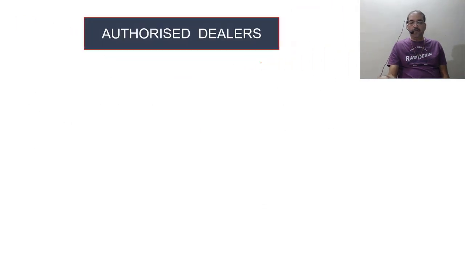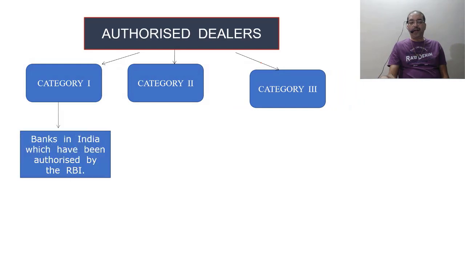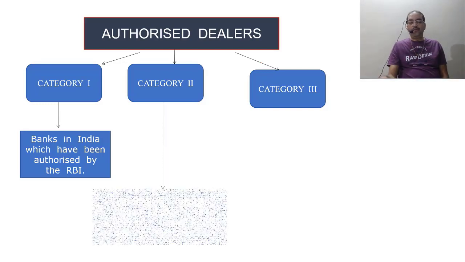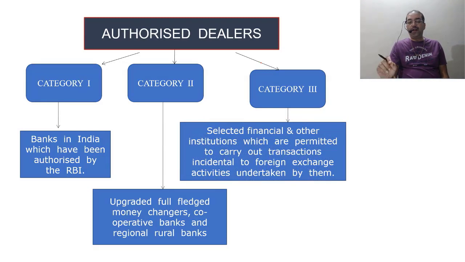Let us see. We have a beautiful picture here. We have the authorized dealers in three categories: category 1, category 2, and category 3. Category 1, I have all banks in India which have been authorized by the RBI. Category 2, I have upgraded full-fledged money changers, cooperative banks, and regional rural banks, RRBs as they are called. Category 3, I have selected financial and other institutions which are permitted to carry out transactions incidental to foreign exchange activities undertaken by them.